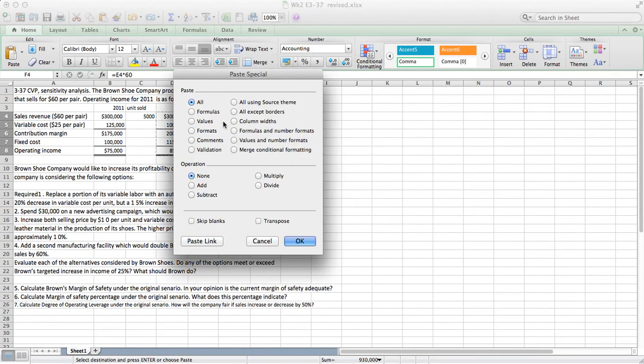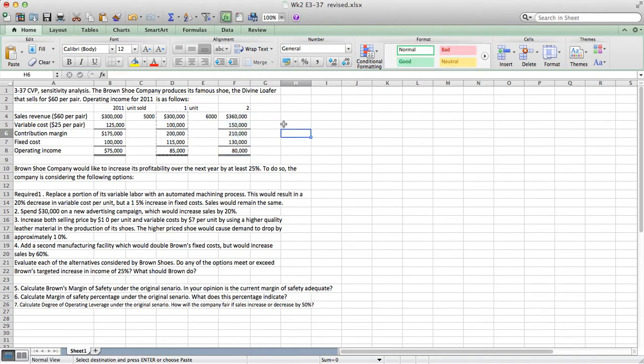So I'm going to paste special and put those formats right on top. There we go. So we can see under scenario 2, we would have $80,000 in operating income. Let's look at scenario 3.